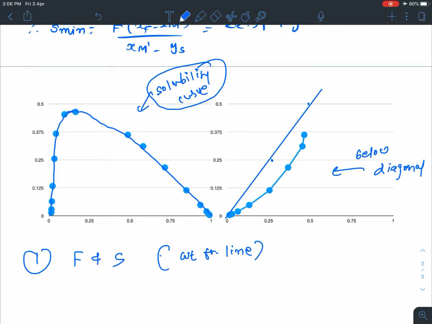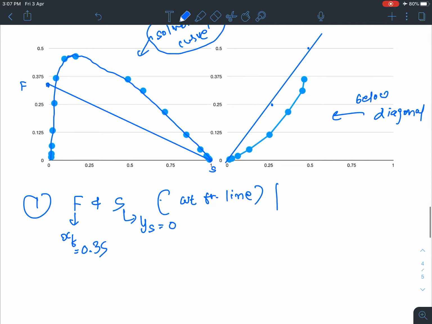So ys, which is equal to 0, and xf, which is equal to 0.35, as given in the question. Here from 0 I'll join the 0.35 line. Let us assume it is somewhere around here. This is the first step: this is the S point and this is the F point. This is very important. This is the first step to find out the amount of raffinate and extract for the single stage.